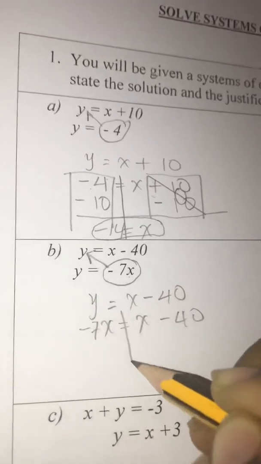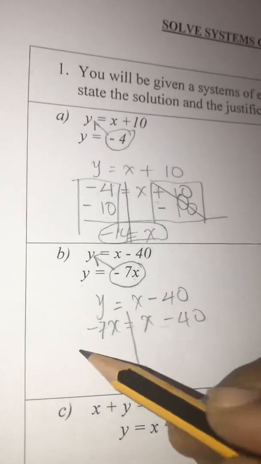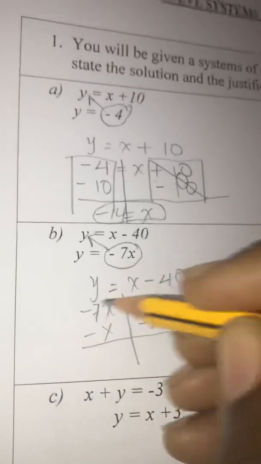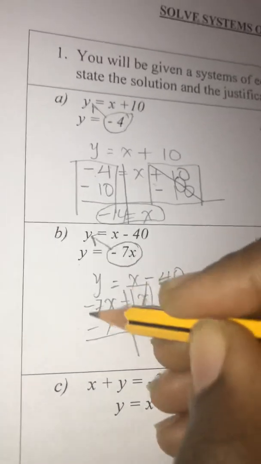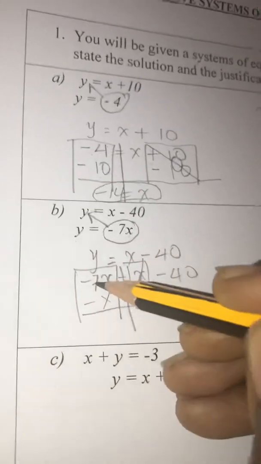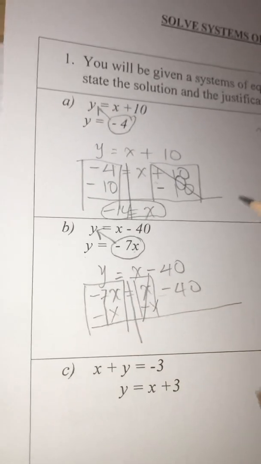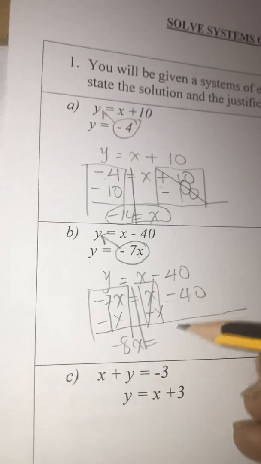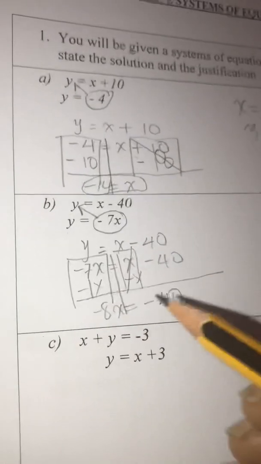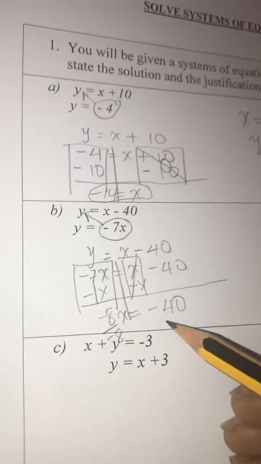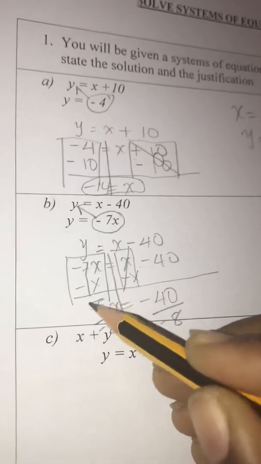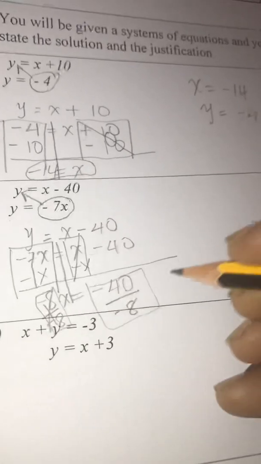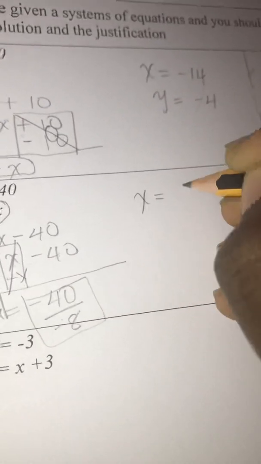I'm going to draw my bridge. I will move this x to come on this side. So I will subtract x, I will subtract x. So this house will go away. Then I will need to solve this house. Negative 7 minus 1x is negative 8x. Negative 8x equals negative 40. Then what do I do? I divide both sides by negative 8. So this goes away because it is 1, and this becomes positive 5. So x is 5.